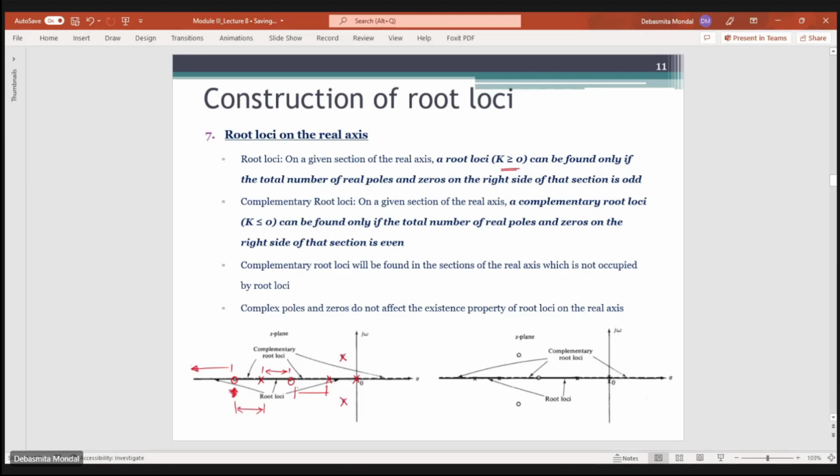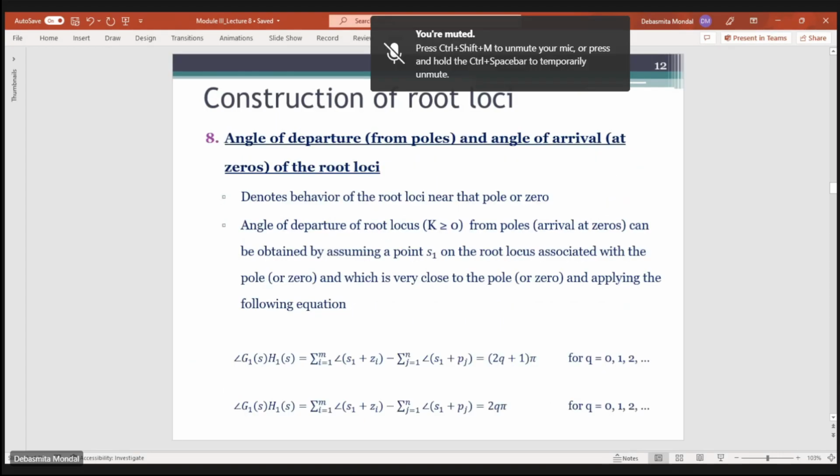Okay, so next we need to find out the angle of departure from poles or angle of arrival at the zeros. So why angle of departure? Because all the root locus start from poles. So we have to calculate the angle of departure from, let's say, a complex pole. And if you have a complex zero, then we have to find out the angle of arrival of the root locus to that zero. So basically this angle of departure or angle of arrival denotes the behavior of the root locus near that corresponding pole or zero.